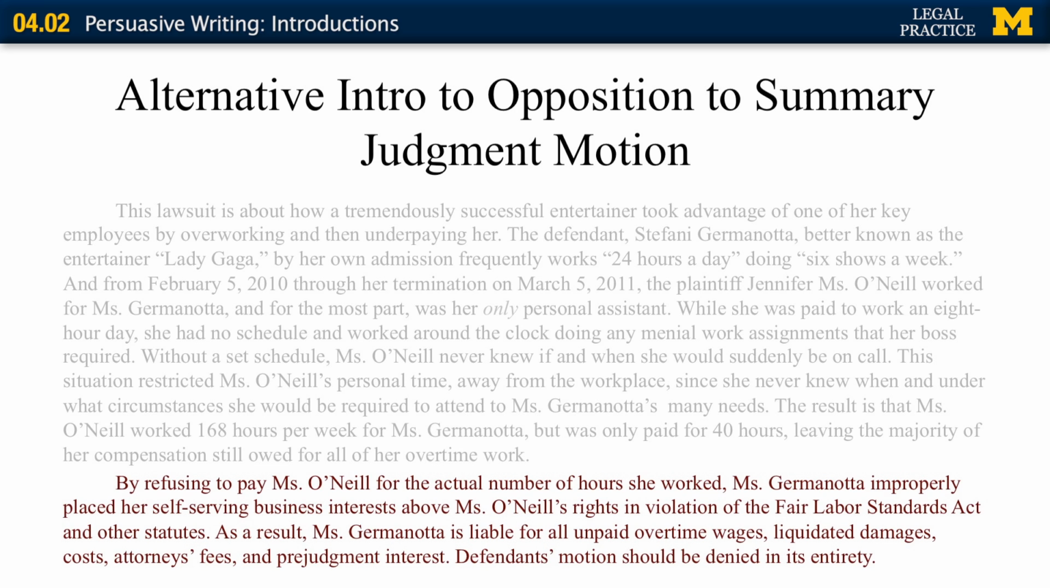And finally, this alternative introduction continues to use the last paragraph that was in the original because it succinctly states what specific relief the plaintiff is looking for. The plaintiff's asking the court to deny the defendant's motion for summary judgment. So that's an overview of how to draft an effective introduction.